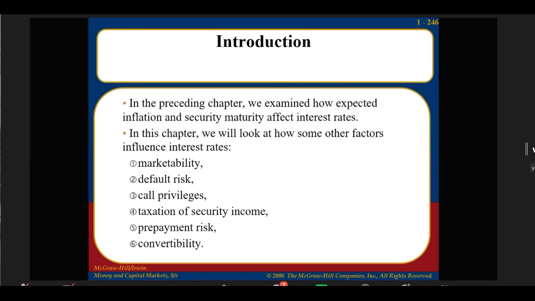So when you take marketability, if a security is marketable, how will the interest rate be? Will the interest rate be high or low? Now, if I want to sell that particular asset, will it be easy for me to sell it or not? If it will be easy for me to sell, will the price be high or low? That is for the discussion.